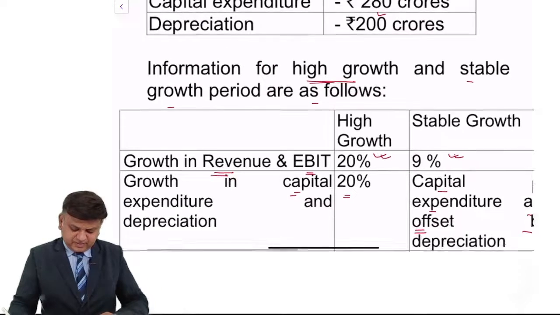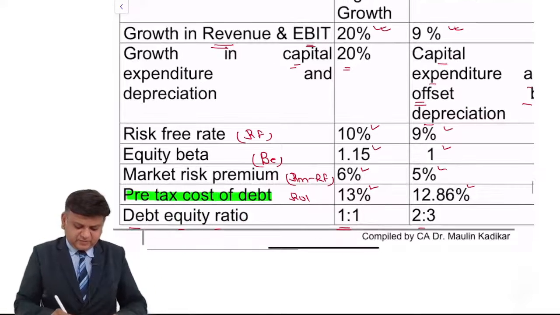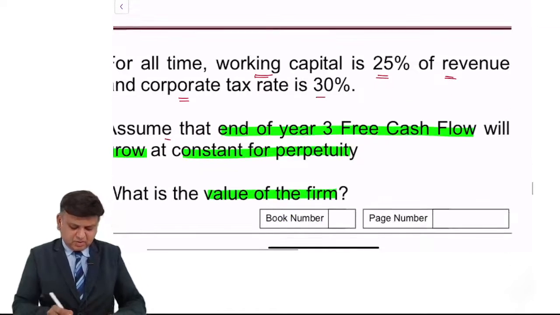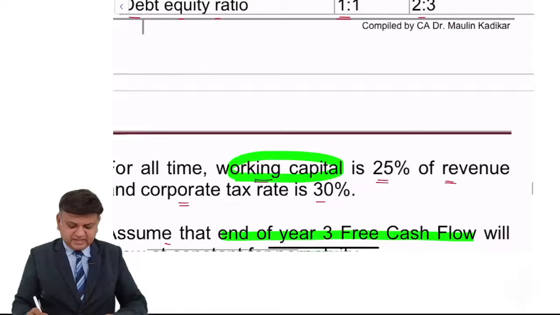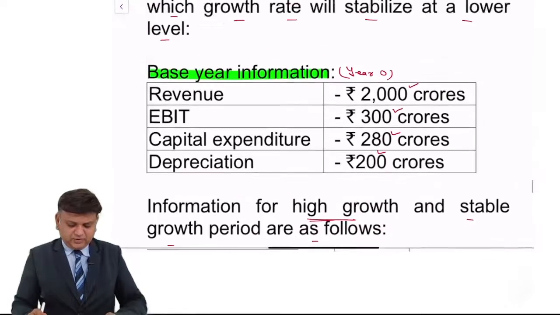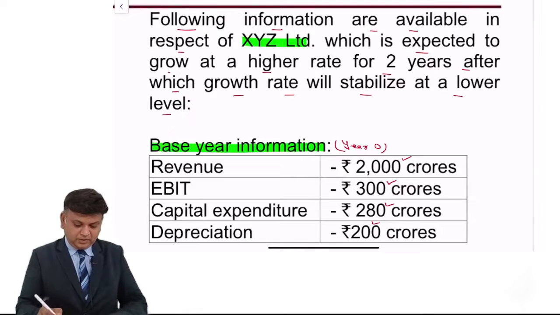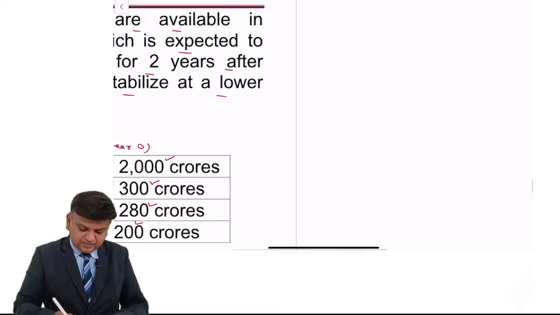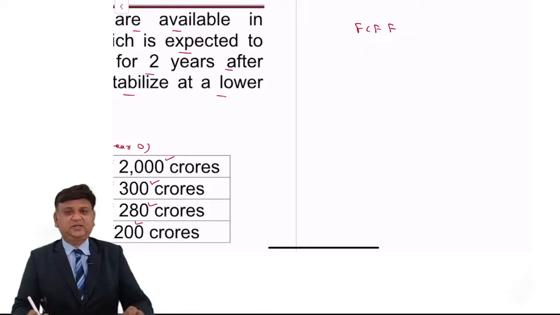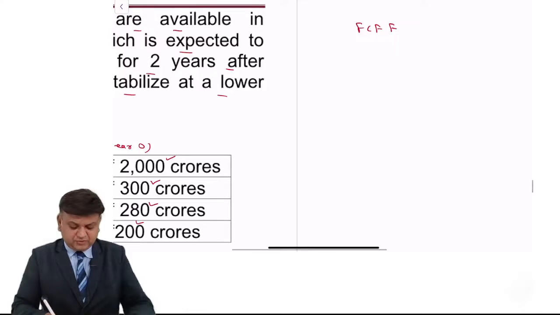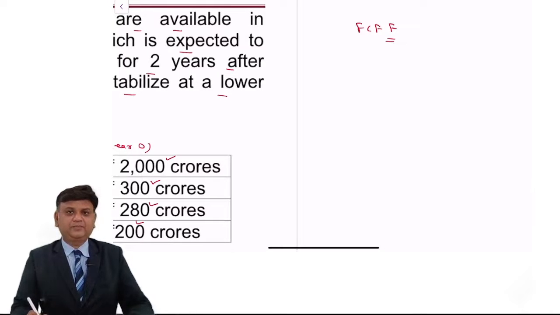Dear students, remember that whenever we have been provided with information like capital expenditure, depreciation, and working capital, in that case we always have to follow the free cash flow approach for the purpose of valuation. So over here we are required to make the calculation using the free cash flow for firm approach. Why free cash flow for the firm approach? Because we are required to calculate the value of the firm.